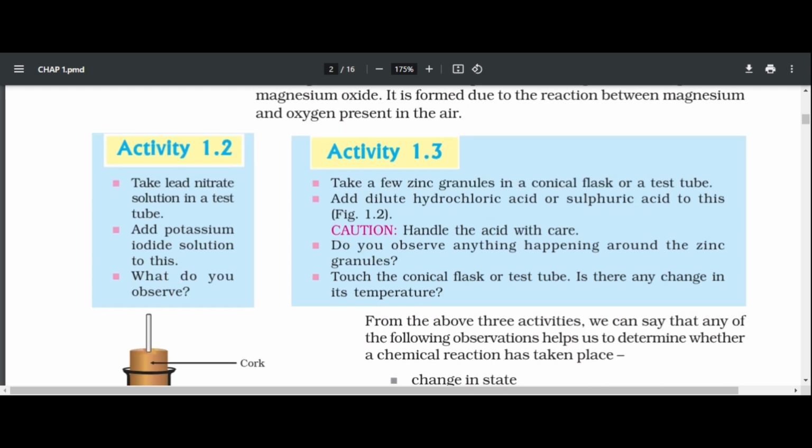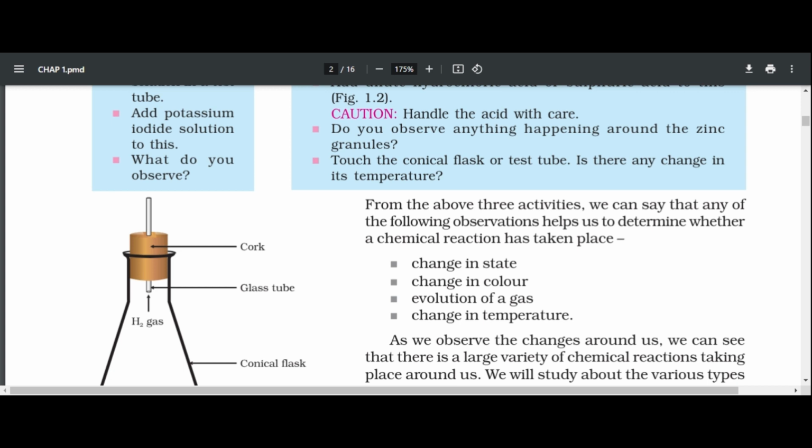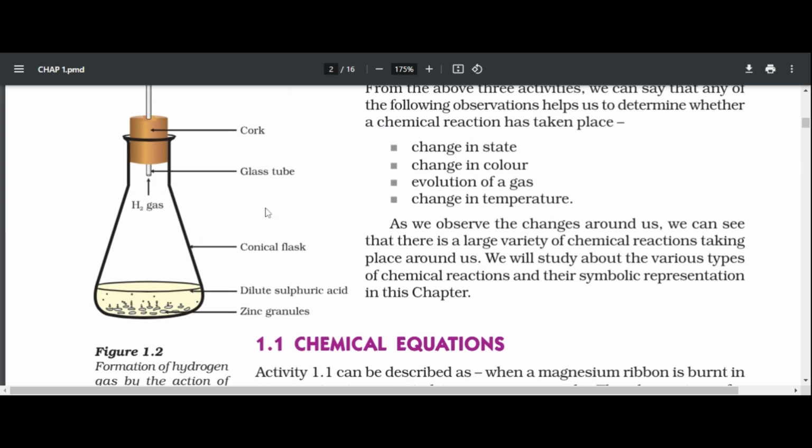Activity 1.2. Step 1: Take a lead nitrate solution in a test tube. Step 2: Add potassium iodide to the solution. Step 3: What do you observe?